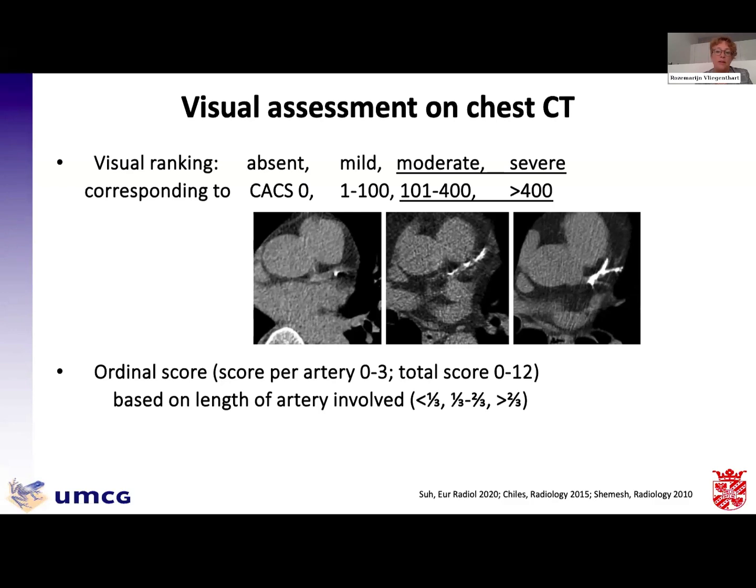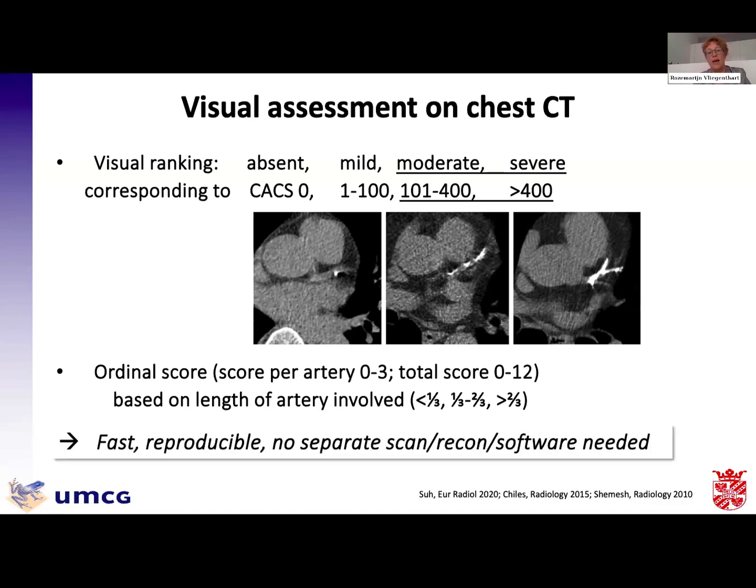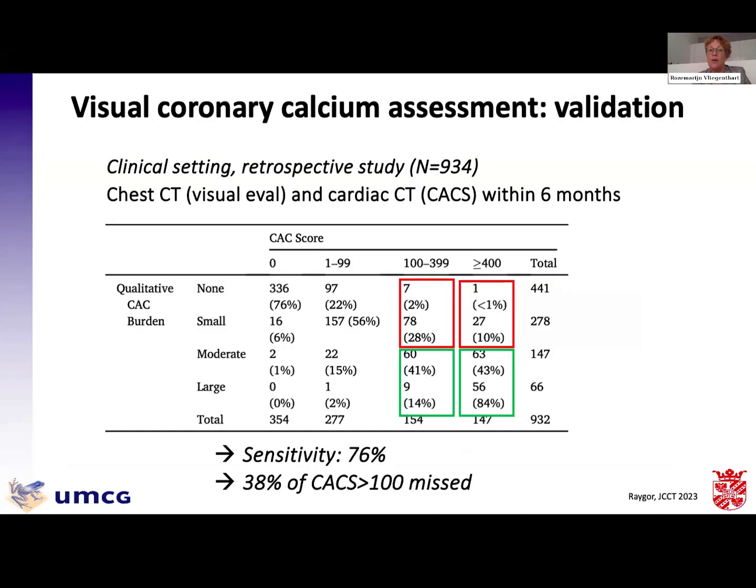And an alternative to that is an ordinal score, where you basically do a semi-quantitative analysis per artery, but then including each individual segment. This is a bit more work than just doing one overall evaluation with the visual ranking. So if we would use that, then we just need to look at who has moderate or severe coronary calcium to identify those at high cardiovascular risk. So how good is that?